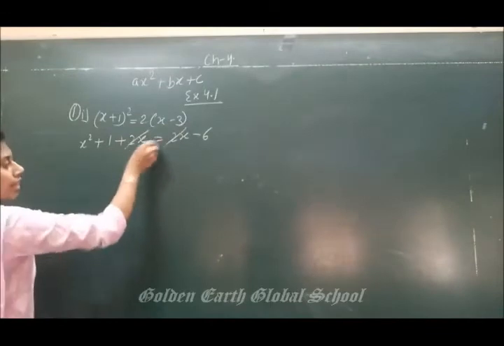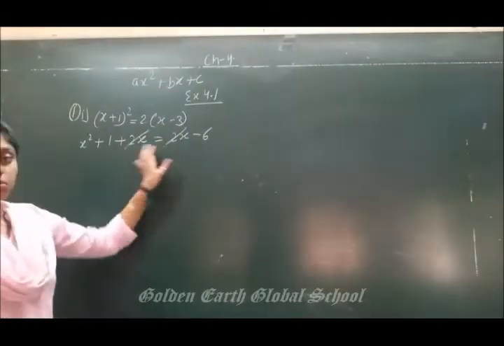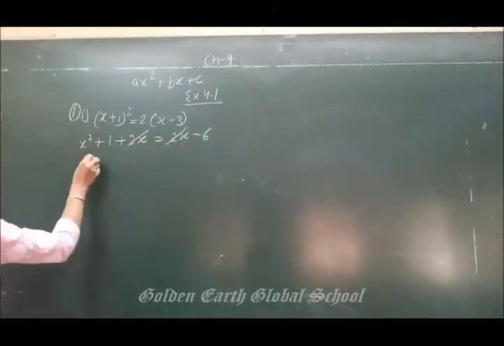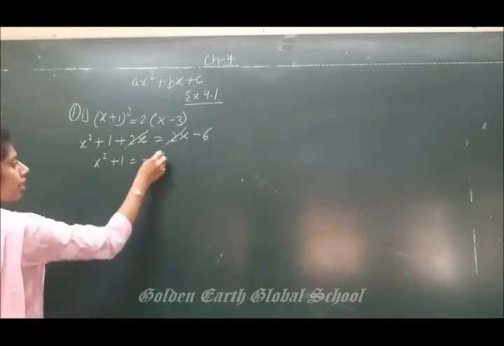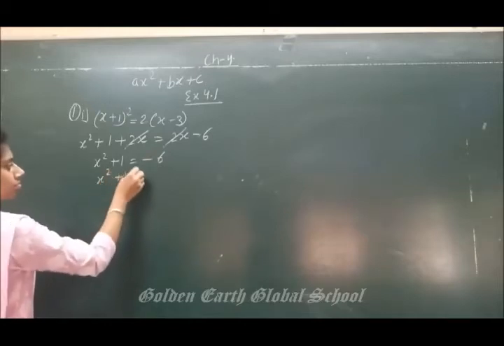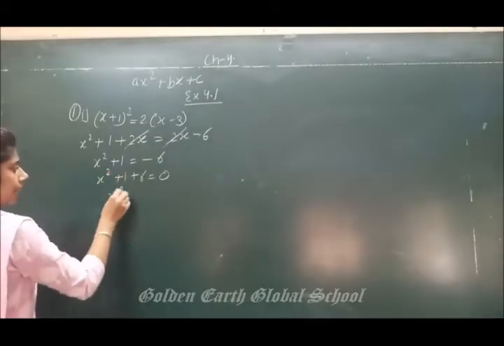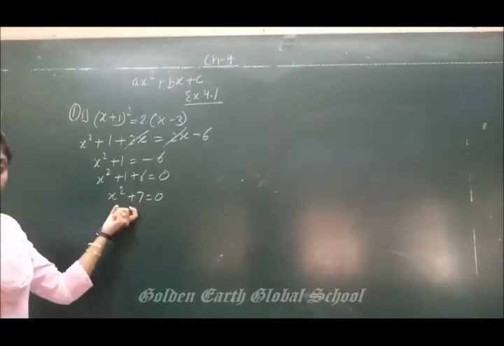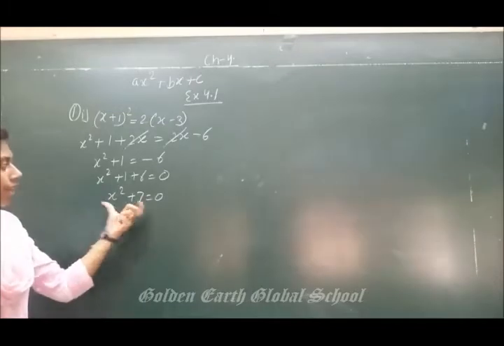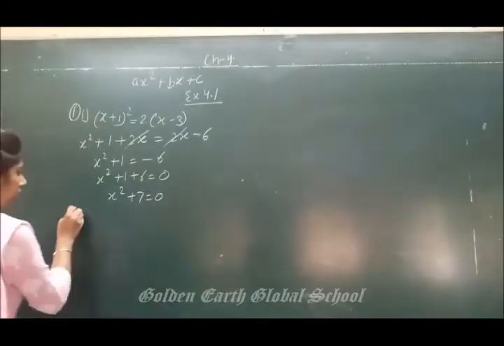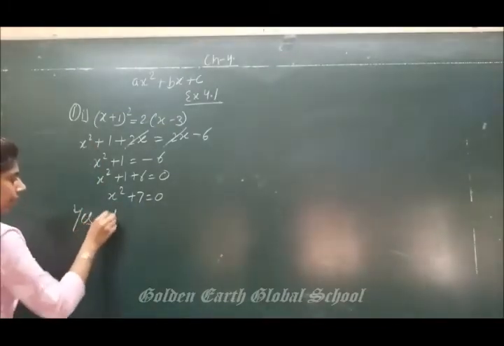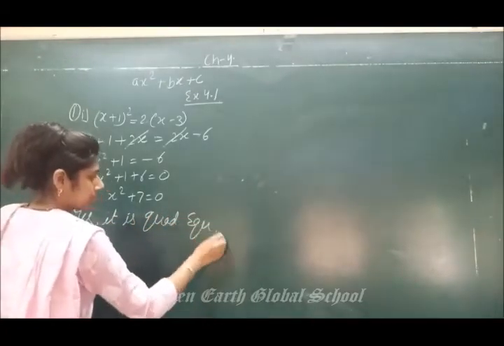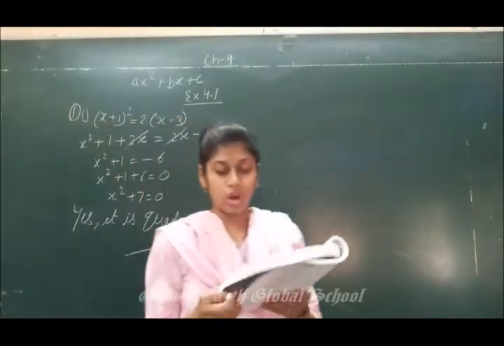Now like terms will cancel. If the two terms are like terms, both positive, then it will be cancelled. x square plus 1 is equal to minus 6, so x square plus 7 equals 0. Now in this equation, the highest degree is 2, so it is called a quadratic equation. We will write yes, it is quadratic equation. Clear? Similarly, you can check all the parts.